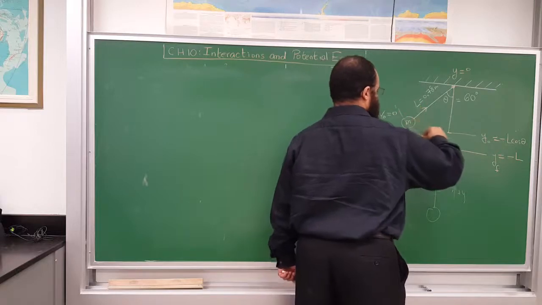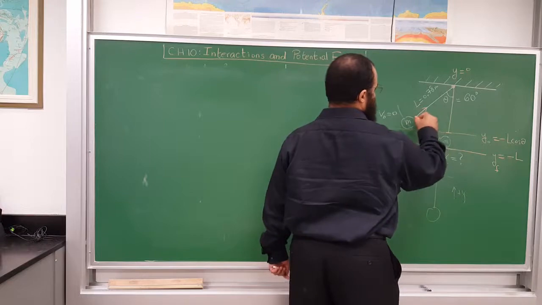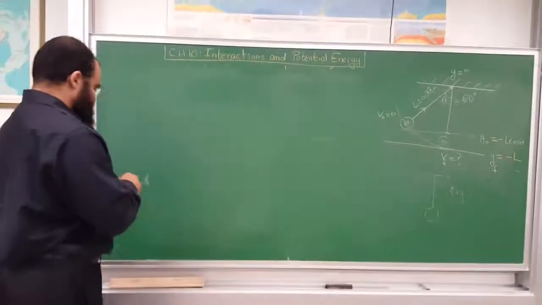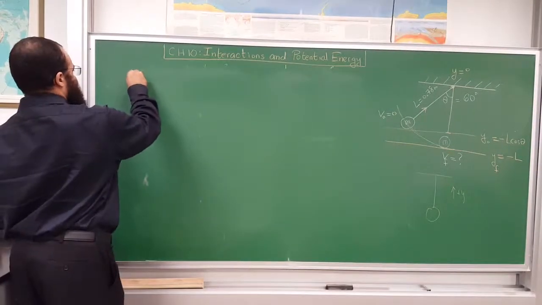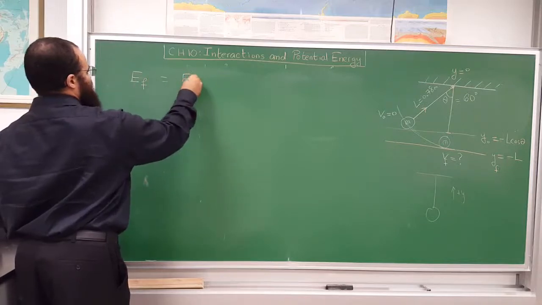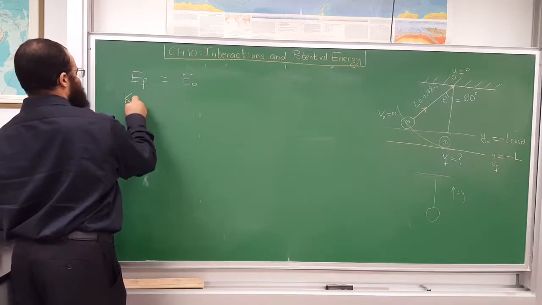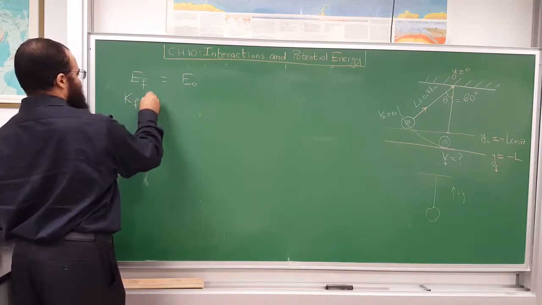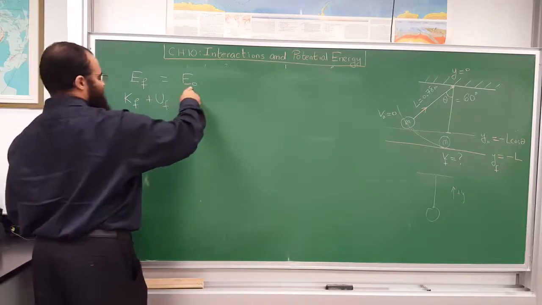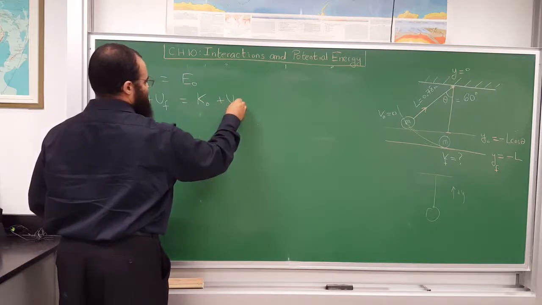Because think of it, as the object moves, it moves along this arc, and the tension is always perpendicular to that arc, and so it's doing 0 work. So we say the total energy at the end will equal the total energy at the beginning. Total energy at the end consists of kinetic at the end plus potential at the end. And the energy at the beginning consists of kinetic at the beginning plus potential energy at the beginning.